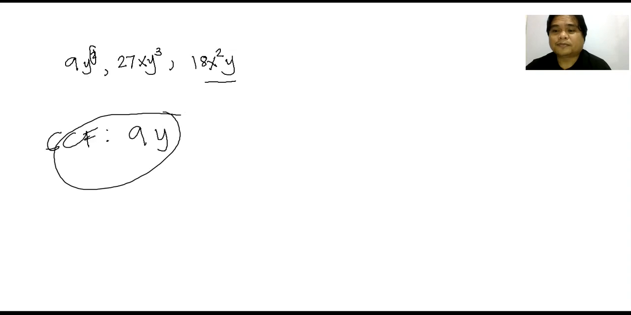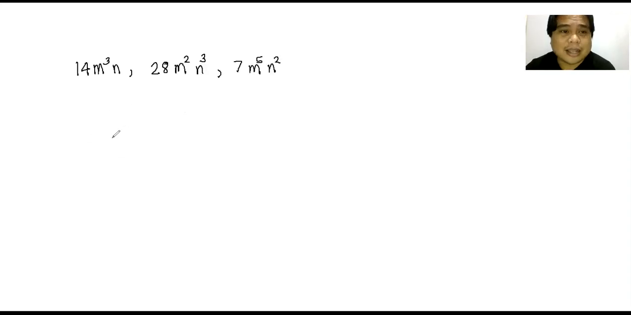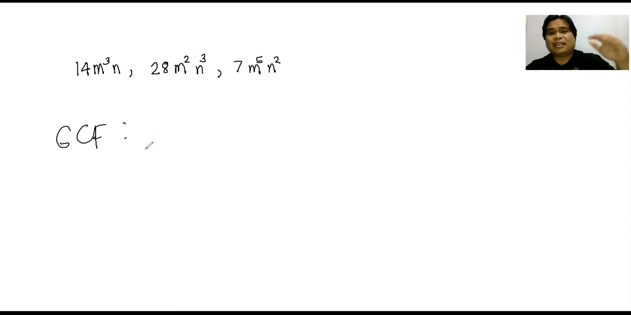Let's move on to our last example, 14, 28, and 7. Again, as a reminder, when you say greatest common factor, just think of the biggest number that can divide all the terms. If you look at these three terms, 14, 28, and 7, the biggest number that can divide all of them is 7. So your GCF is 7 for the coefficient.